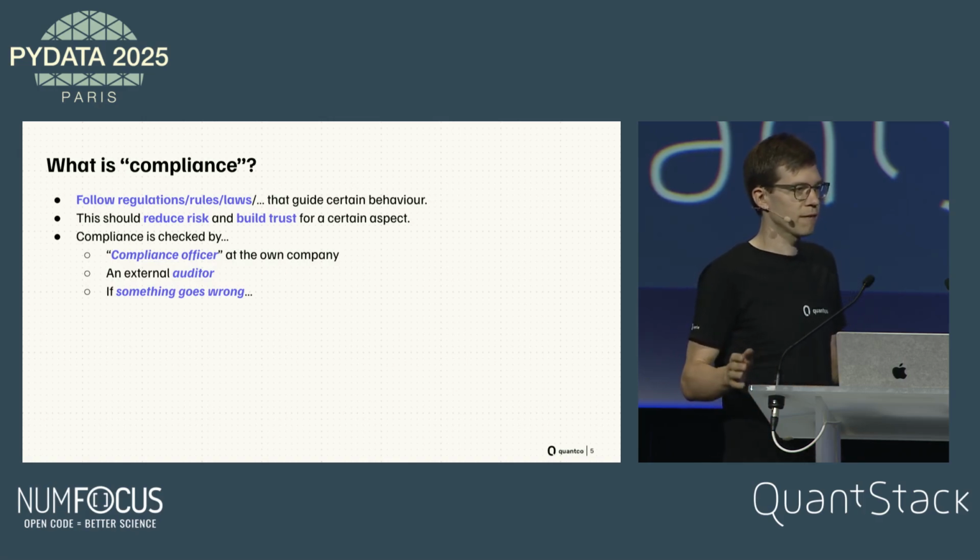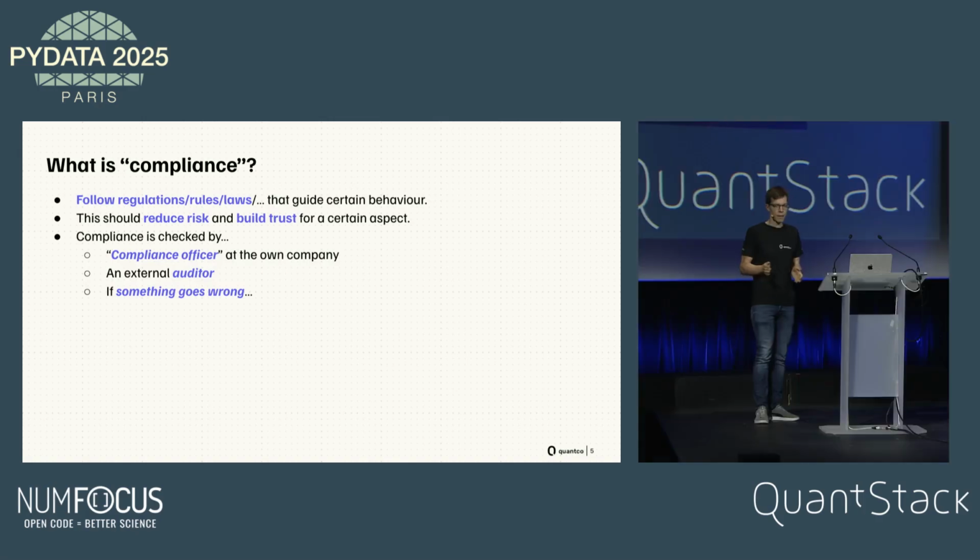Or the more dramatic case: if something goes wrong and people want to know whether it was by accident or because you were just vibe coding and didn't care about a thing. Then people will also check whether you've been compliant in the past, and whether your behavior is one that is okay or meh.